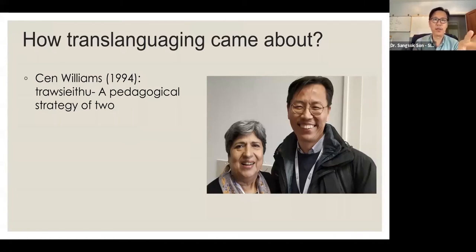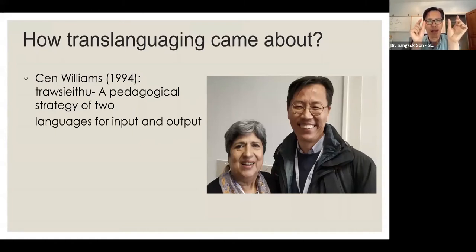At this time the concept of translanguaging was used by him. One day he used one language, like Welsh, for input and English for output. The other day he used English for input and Welsh for output. So when students listen, he used English for input, but when students speak, he used Welsh for output. And when reading, English, and writing in Welsh, something like that. So the other day they switch around the roles of the languages.